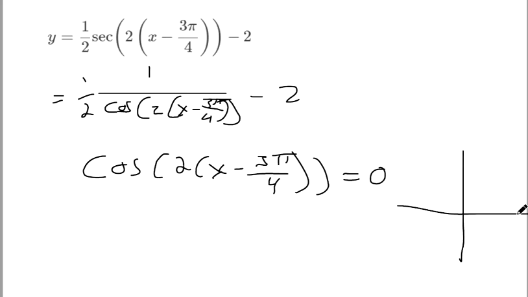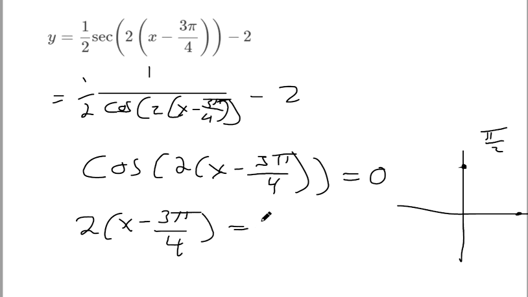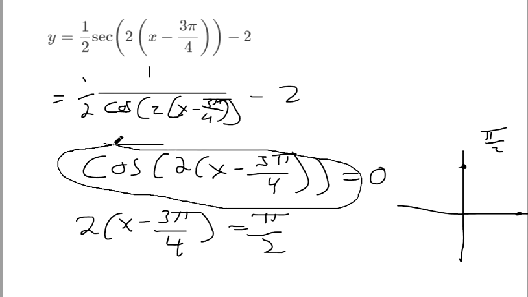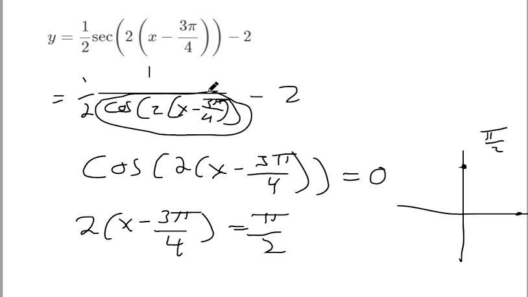So cosine, we can go back to what we know about cosine. Cosine represents the x coordinates on the unit circle. So cosine would be 1 when we have 0 degrees. Cosine is going to be 0 when we have pi over 2 radians, or 90 degrees. So we want to find out what it takes to make the inside equal pi over 2. So 2x minus 3 pi over 4, we set that equal to pi over 2. When we solve this equation, we're finding where we have a vertical asymptote, because that's going to make cosine equal 0, and if you plug in a 0 for cosine, that would be a divide by 0 problem, hence a vertical asymptote.